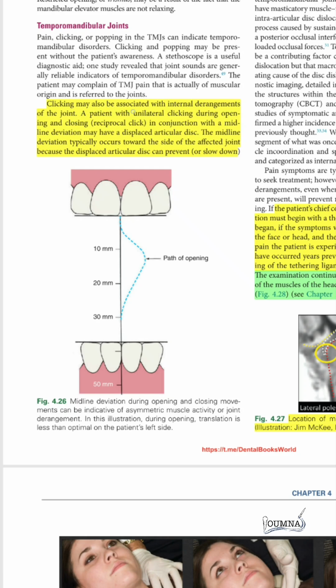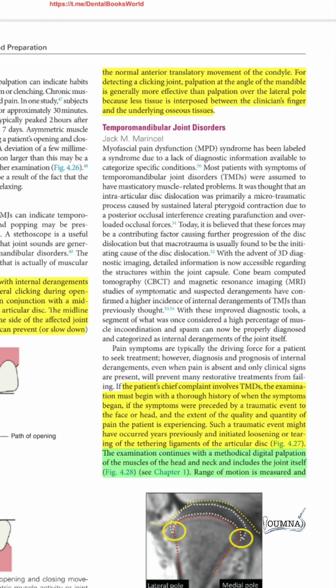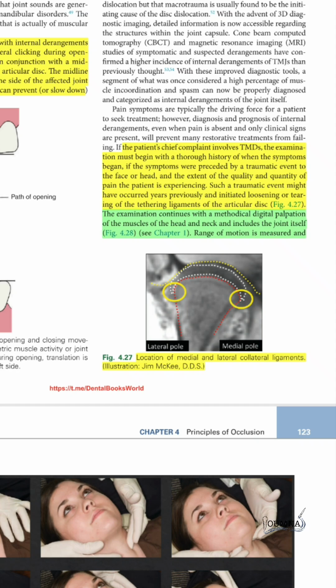The clicking may also be associated with internal rearrangements of the joint. A patient with a unilateral clicking during opening and closing, in conjunction with a midline deviation, may have a displaced articular disc. The midline deviation typically occurs toward the side of the affected joint. For detecting a clicking joint, palpation at the angle of the mandible is generally more effective than palpation over the lateral pole, because less tissue is interposed between the clinician's finger and the underlying osseous tissues.